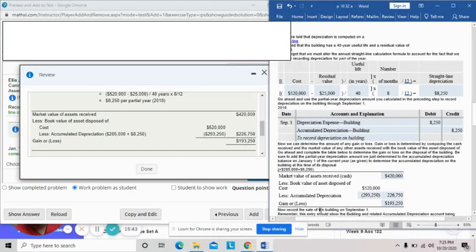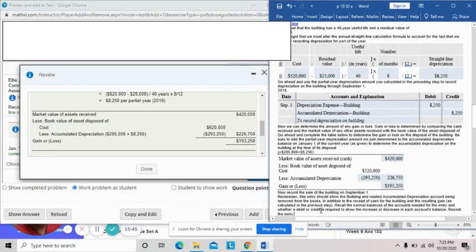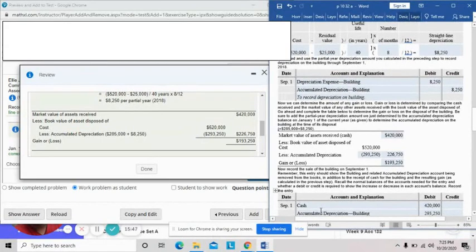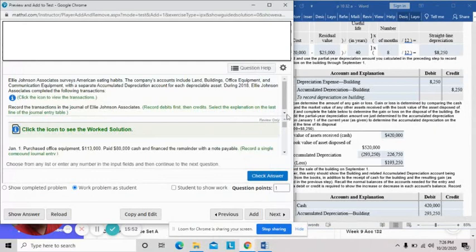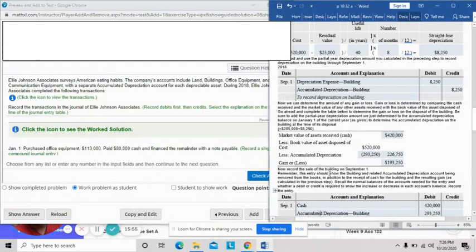Now I'll record the sale of the building on September 1st. Remember, this entry should show the building and related accumulated depreciation account being removed from the books, in addition to the receipt of cash for the building and resulting gain, as calculated earlier. Recall the normal balances of the accounts needed for the entry and whether a debit or credit is required to show the increase or decrease in each account's balance. Now I will record the entry.